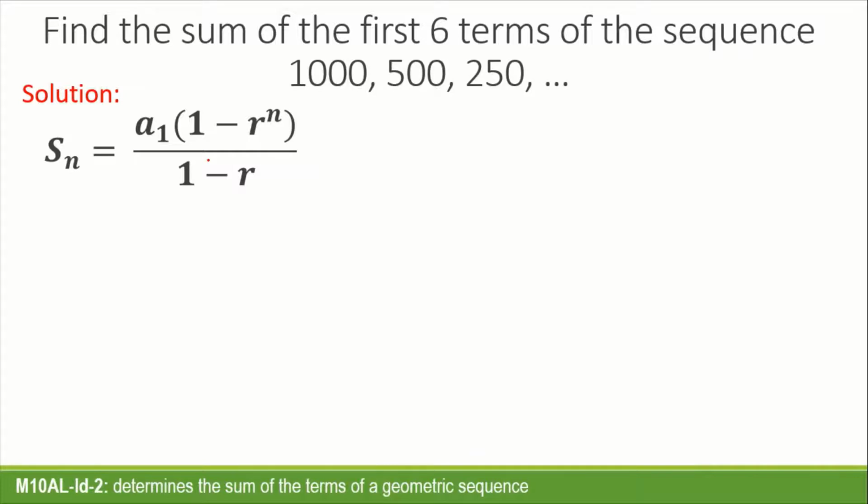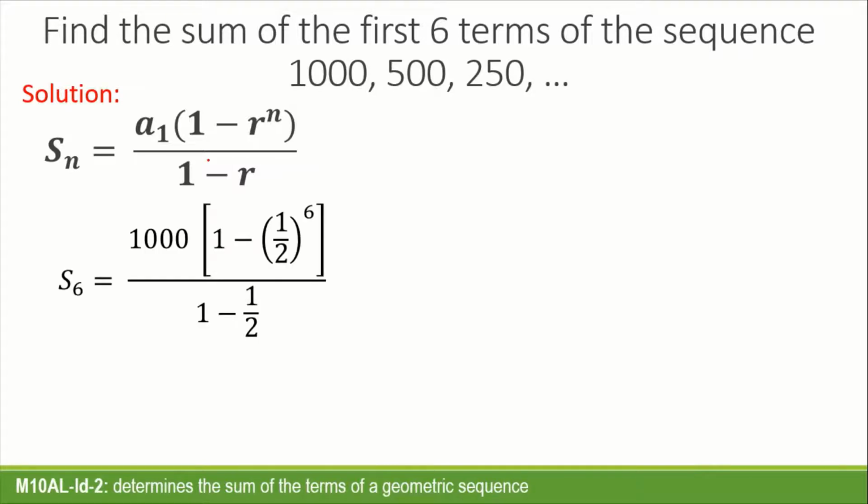So pag na-identify na ang values, i-substitute natin sila sa formula natin. So we have S sub 6, sum of the first 6 terms, is equal to a sub 1 natin ay 1,000, times the quantity 1 minus, ang common ratio natin ay 1/2. So 1/2 raised to the 6th power all over 1 minus the common ratio na 1/2.